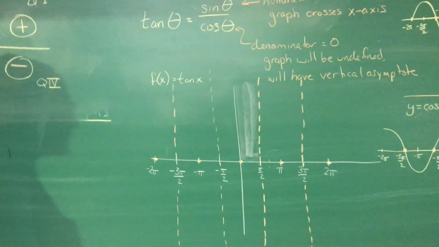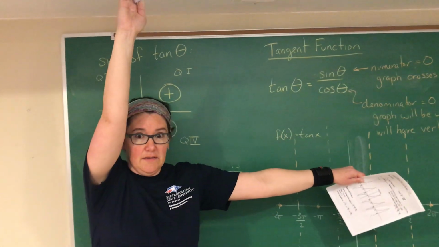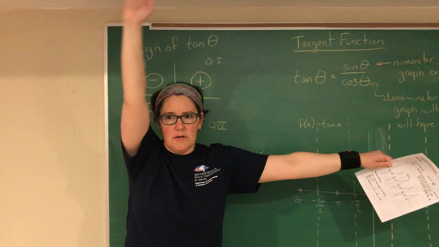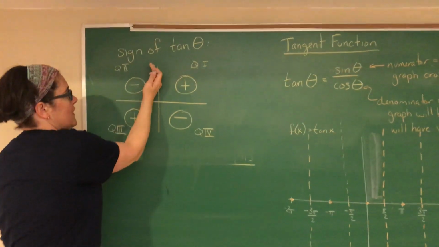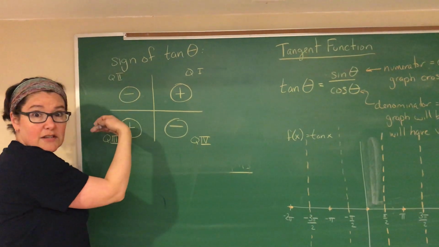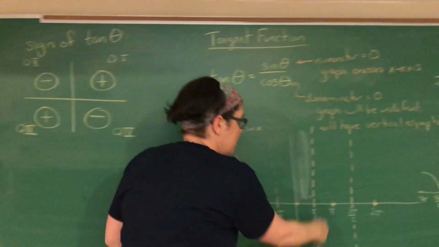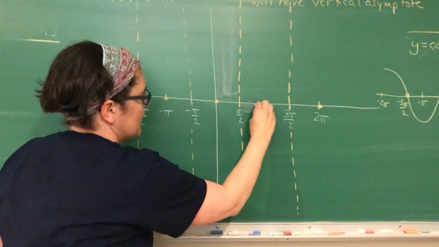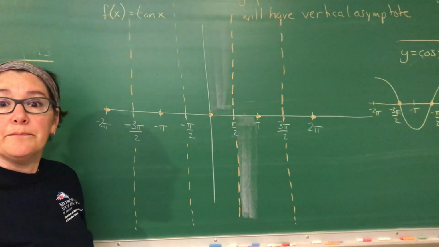Okay. From pi over 2, that's 90 degrees, to 180, so from pi over 2 to pi, that's quadrant 2, the tangent function is negative, which means the graph of tangent will be below the x-axis. So from pi over 2 up to pi, we expect our graph to be in this region.